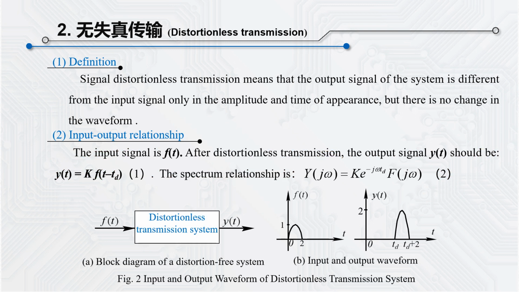Let me show you the input and output waveforms of a distortionless transmission system. If Figure 1 is a distortionless transmission system, when its input signal is f(t), its output signal should be y(t). Compare y(t) with f(t). The amplitude of f(t) is 1/2 times that of y(t), and y(t) is obtained after f(t) is time shifted td units to the right.